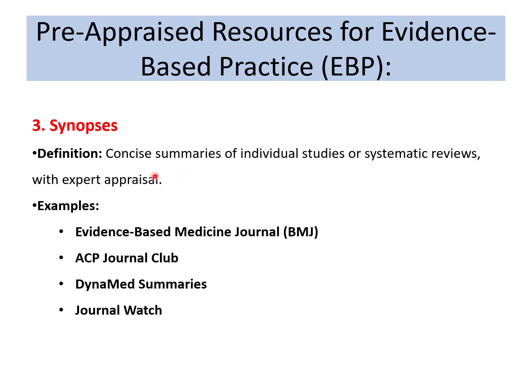The third option will be synopses. Synopses are concise summaries of individual studies or systematic reviews with expert opinion or appraisal. So these are also very important, in which you can specifically select one systematic review on the topic of your interest, and you can see how experts are appraising it, or giving their comments on it.